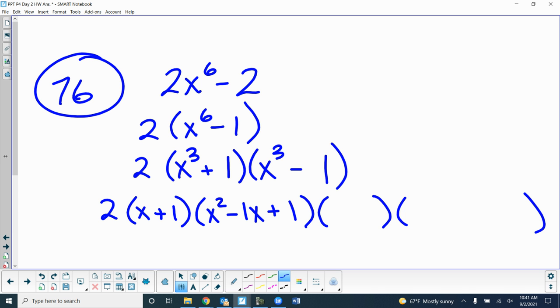Okay, Garrett, what goes over here with this one? Right. The cube root of those are x and 1, and then minus, because this started out minus. Then what goes here? 9x squared, yeah, x squared, minus x, or 1x, it doesn't matter, plus 1. So they're really similar.